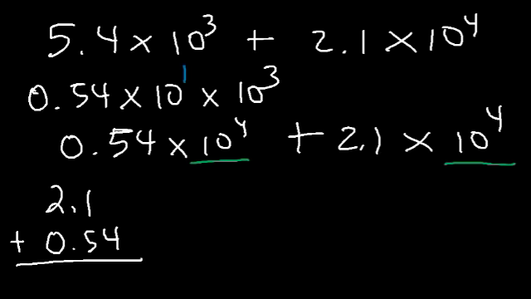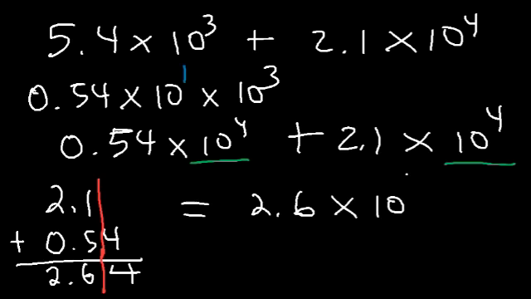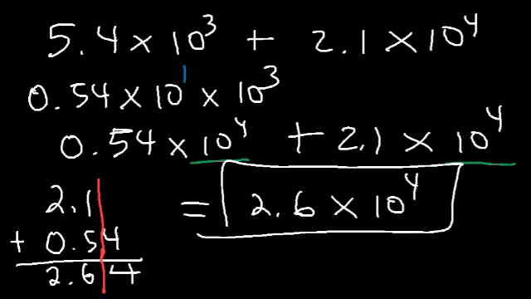So we need to place the line right here, since the 1 is the last significant figure for the first number. So when we add it, it's 2.64. But we only need 2 sig figs. Since 4 is less than 5, we're going to round it down to 2.6. So the final answer is 2.6 times 10 to the 4.